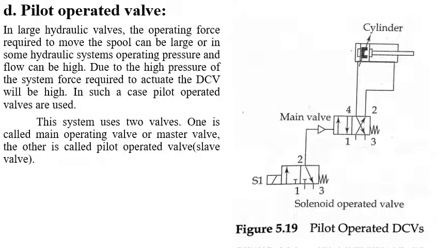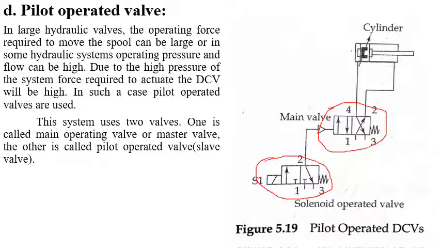In this case, there are two valves present. One is the solenoid operated valve and the second is the main valve. Here the solenoid operated valve is also called a slave valve. In this case, what will happen? Look at this. To operate the main valve, this solenoid valve is utilized.